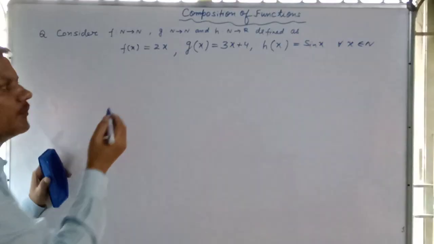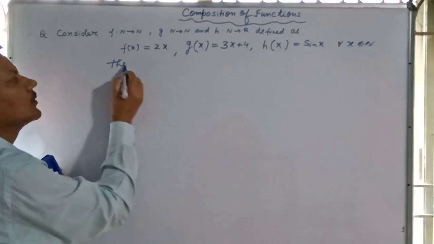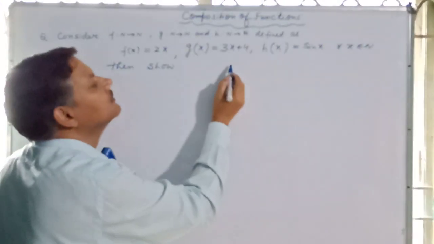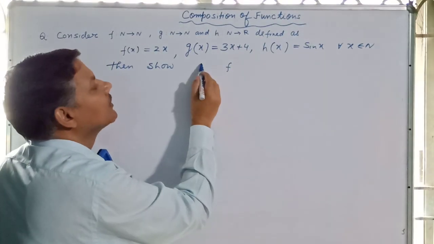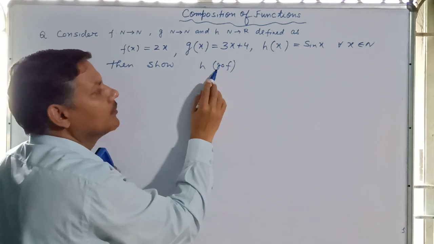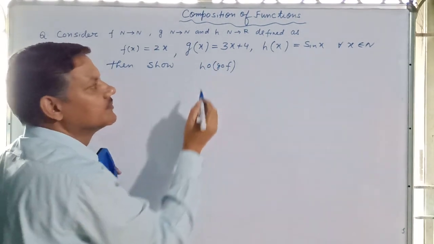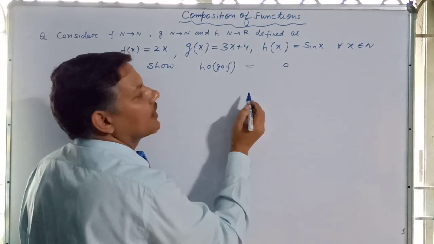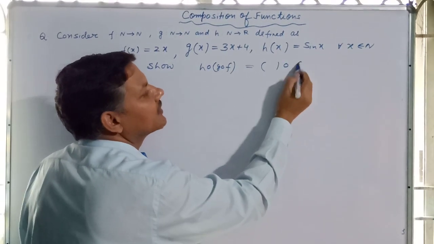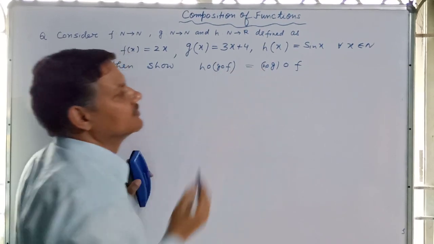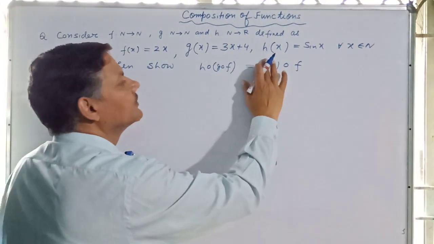Now we are required to show the composition of what? (f composition g) composition h is equal to f composition (g composition h). This we have to show.